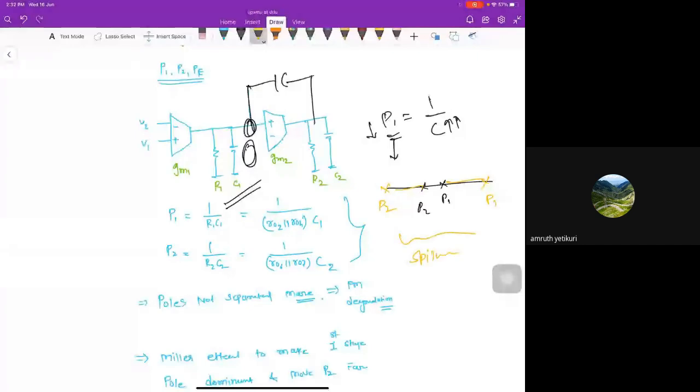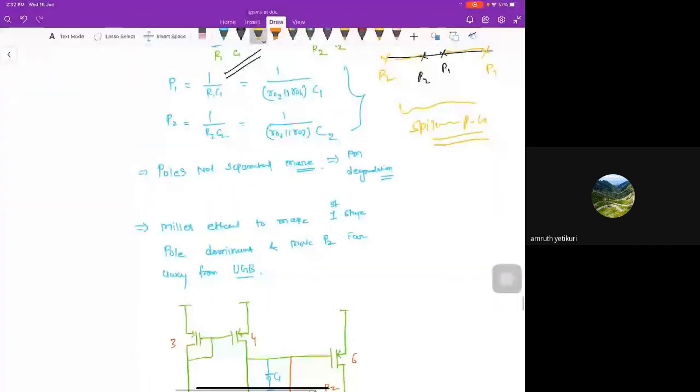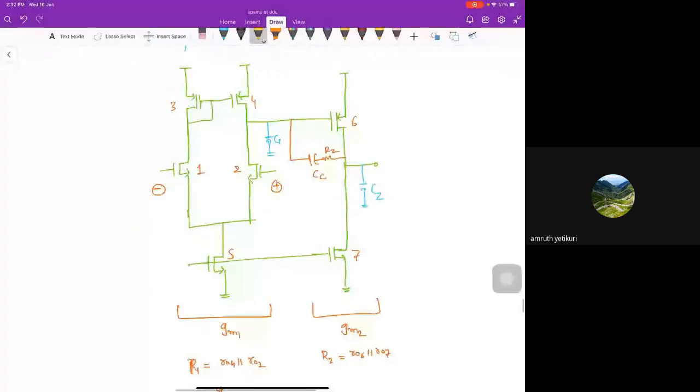Splitting a pole. Right? There's a pole splitting. Miller compensation is also known as pole splitting. So that's what I am doing here. It adds a zero as well, so that's why I have added a zero to compensate that zero.